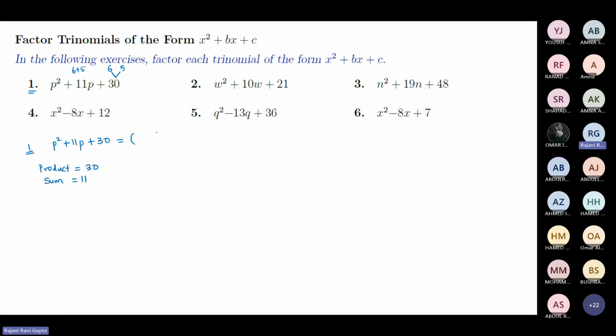So as per the rule, both signs are plus, so it's plus and plus. You need 30. 30 you can write it as 6 and 5. So to check, 6 plus 5 is how much? 11. So yeah, it's working. So it's direct. Okay.